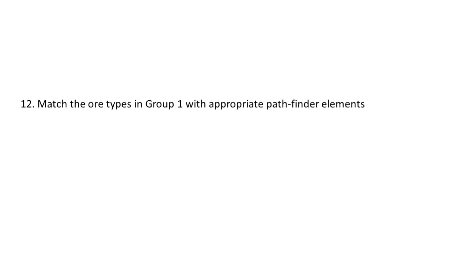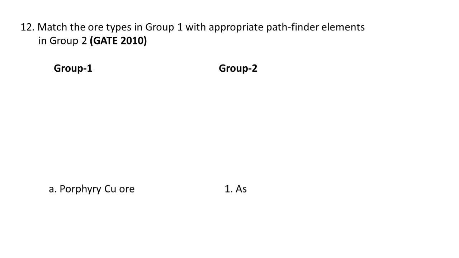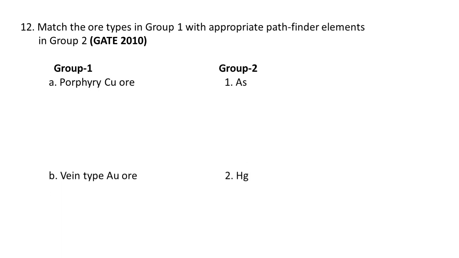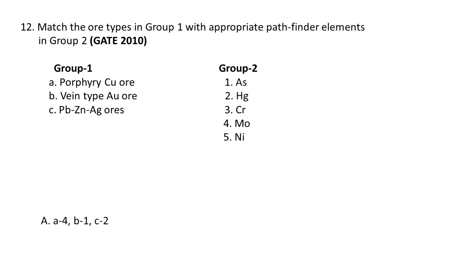Match the ore types in group 1 with appropriate pathfinder elements in group 2. So, in group 1 we have porphyry copper ore, vein type gold ore, and lead, zinc and silver ores. In group 2, the pathfinder elements are given as arsenic, mercury, chromium, molybdenum and nickel. We have to choose the options A, B, C and D.